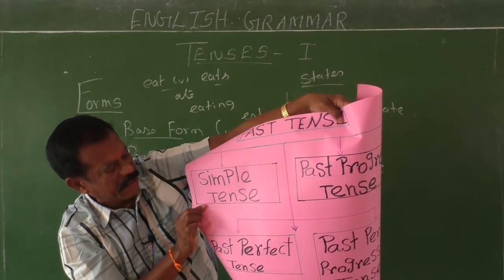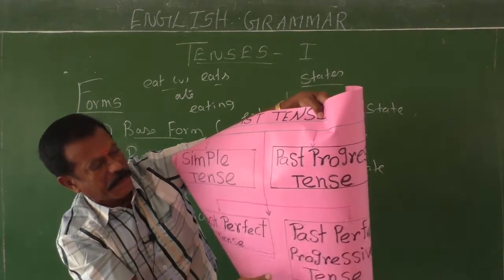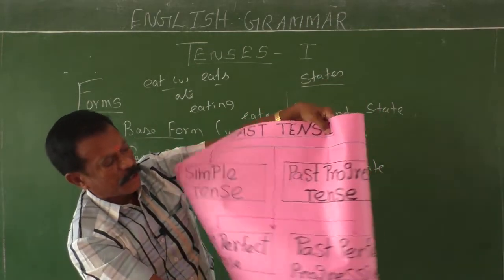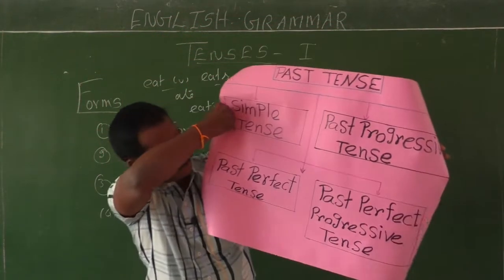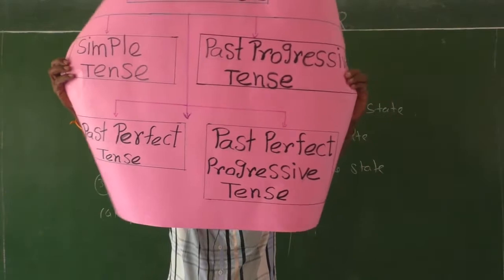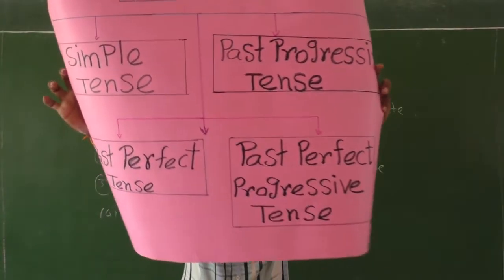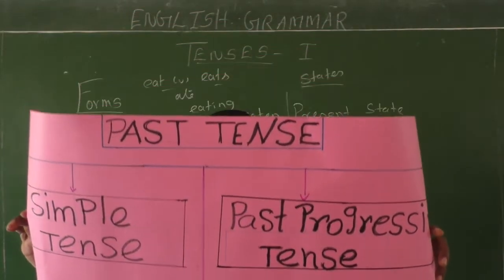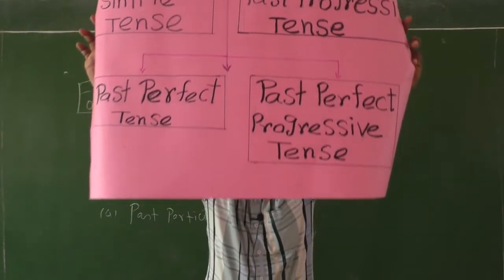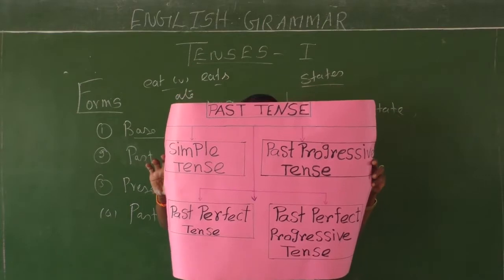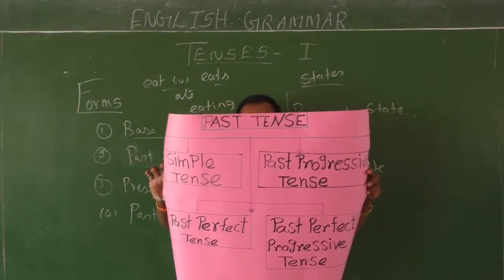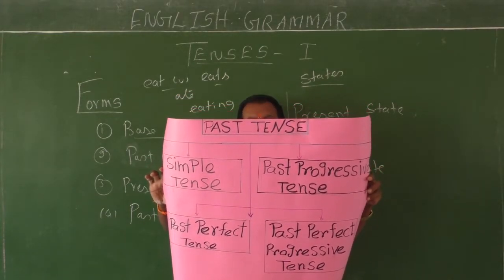So simple tense here means simple past. Then past progressive means past continuous. Then the third one, past perfect tense, and then past perfect continuous. They are the classifications of the past tense. Okay, could you follow me, children? View this chart clearly. It will help you to understand the kinds of tenses. So altogether we have 12 tenses in English.